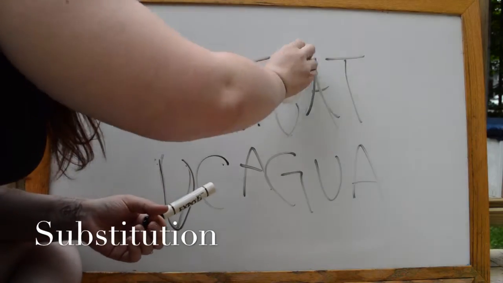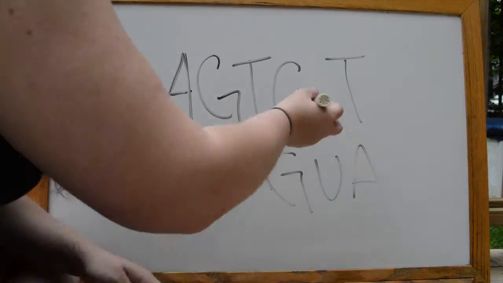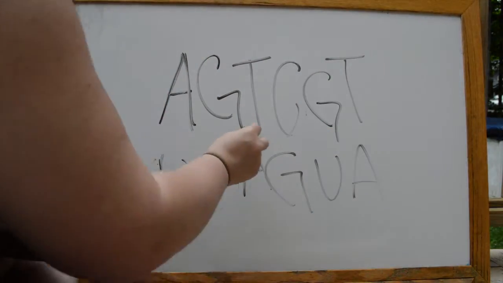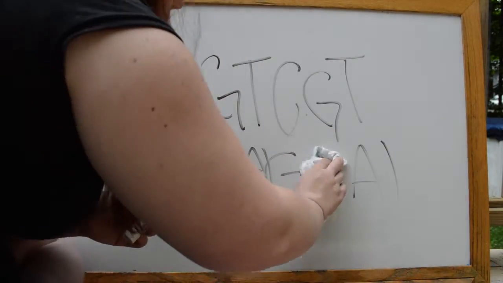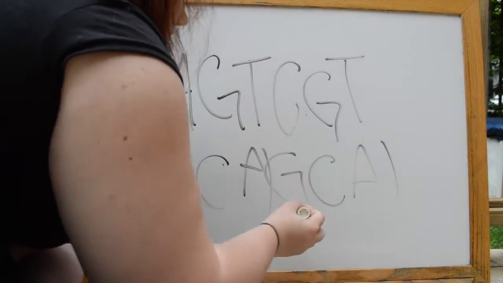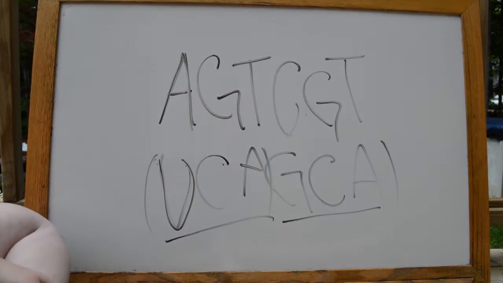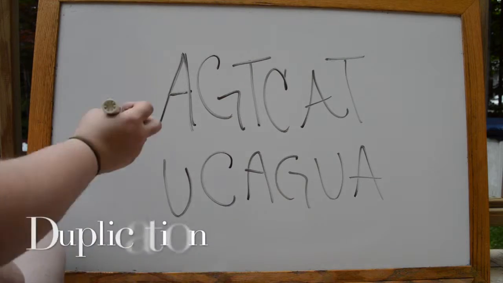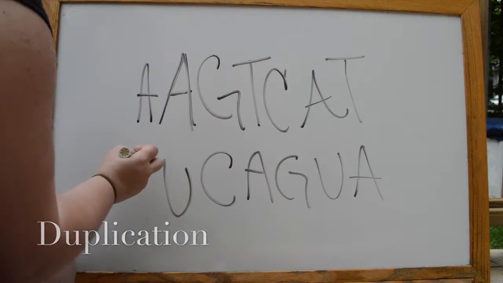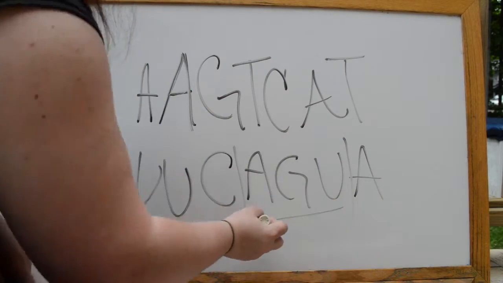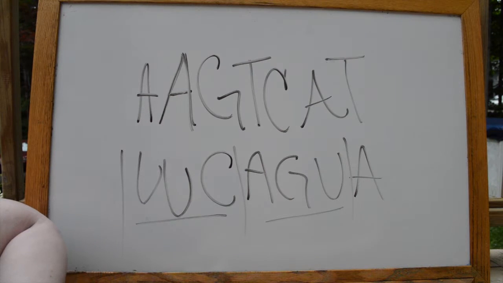Substitution is substituting one nitrogen base for another one. This causes a single change to only one amino acid in the chain. Duplication is when a nitrogen base is duplicated, changing the amino acid sequence.